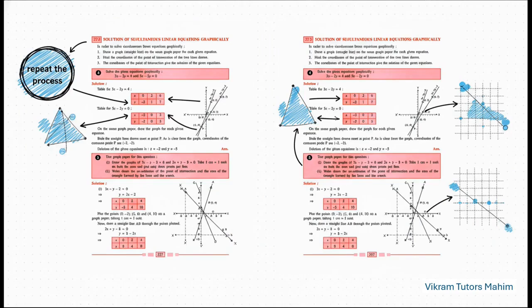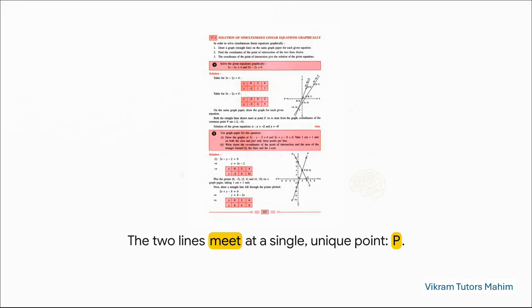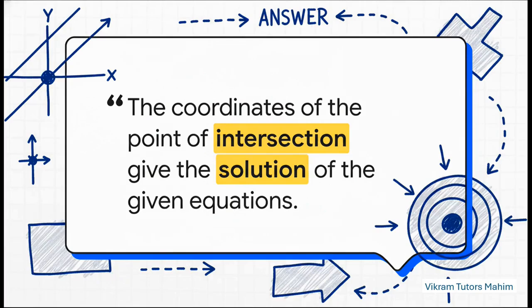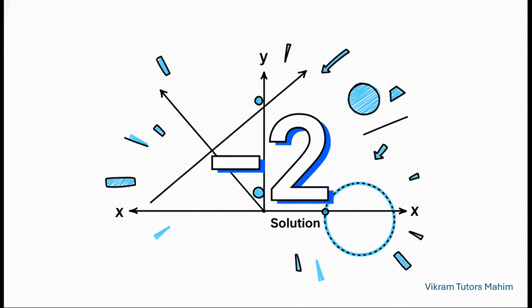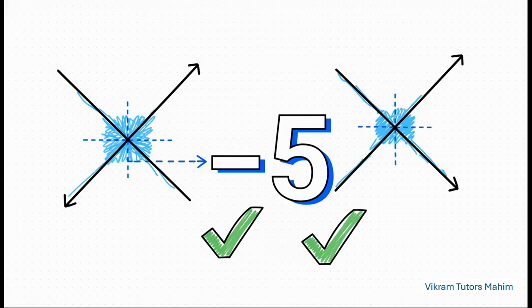So we just repeat the process. We make another table of points for our second line. Now, when you draw both lines on the same graph, look at that, they cross. And that one spot where they intersect, that's it. That's the answer. Just by looking at the graph, we can see the x value of our solution is -2, and the y value is -5. That's the only answer that works for both.